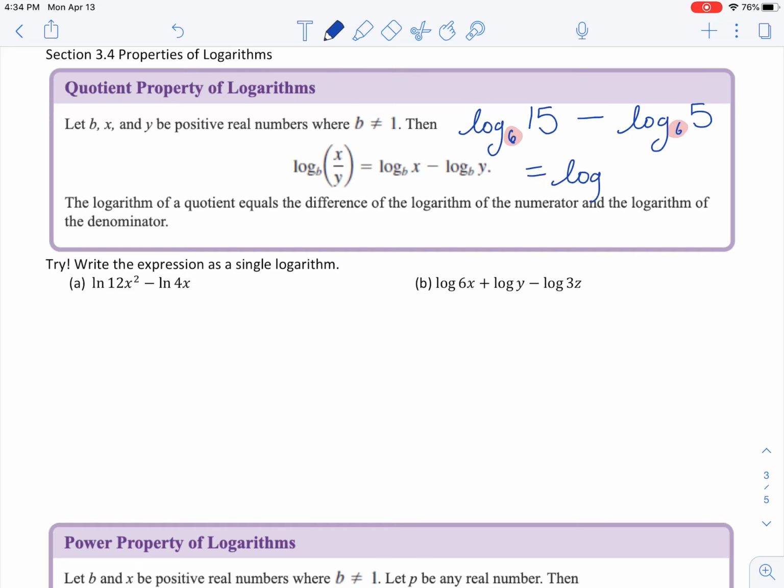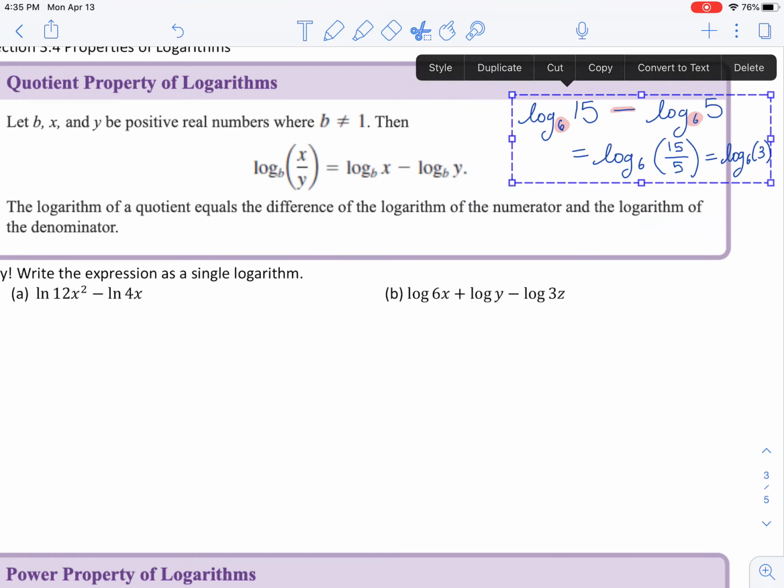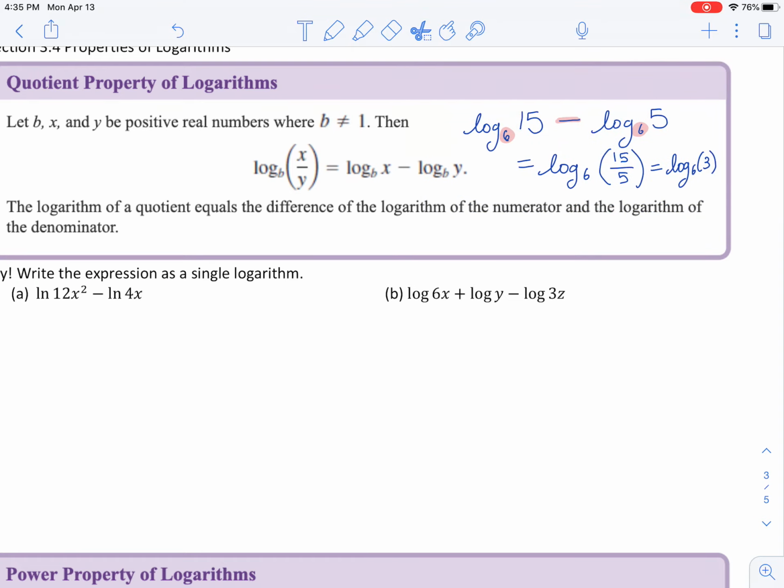Then you get to combine them and say log base 6 of. Now notice this is subtracting in the middle, right? If you have subtracting in the middle, you're not going to multiply the arguments. You're going to divide the arguments. So if you do 15 divided by 5, this actually turns into log base 6 of what number? 3. So you can do it that way. That is the quotient property of logarithms.